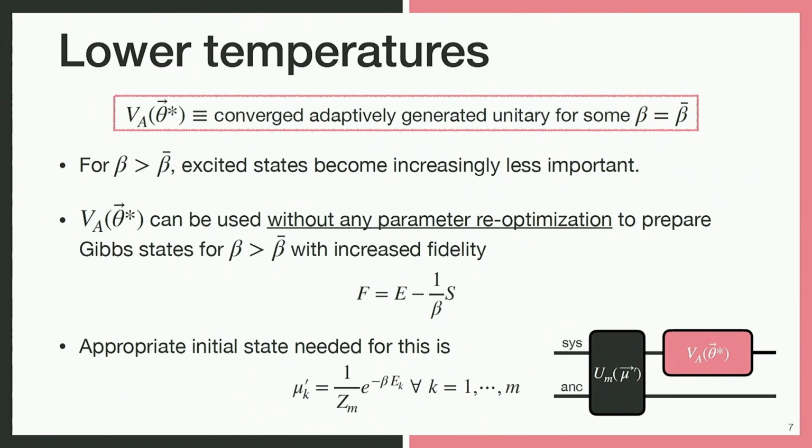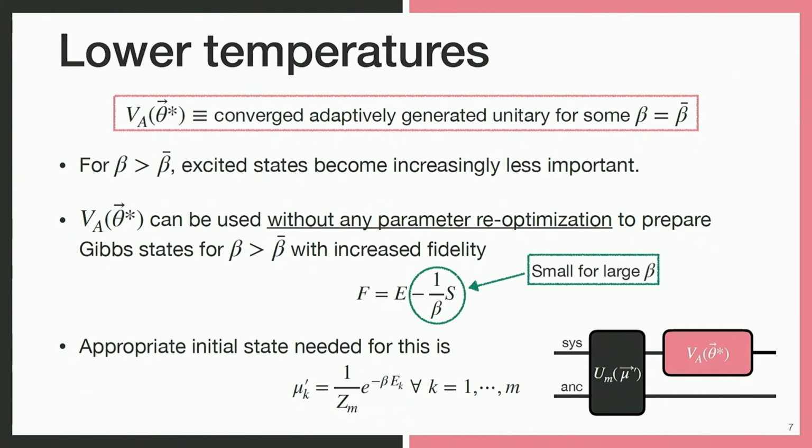We also have access to Gibbs states at lower temperature. So let's say you take beta to be greater than beta bar, where you've already prepared the Gibbs state. The excited states become increasingly less important when I lower the temperature. So you can use the same adaptively generated basis change unitary without any parameter reoptimization to prepare Gibbs states for lower temperature with increased fidelity. And the increased fidelity is because of this statement right here. All you have to do is appropriately change the initial state. So this step of the unitary will have different parameters, mu prime, where beta is the new temperature that you want to prepare the Gibbs state for.